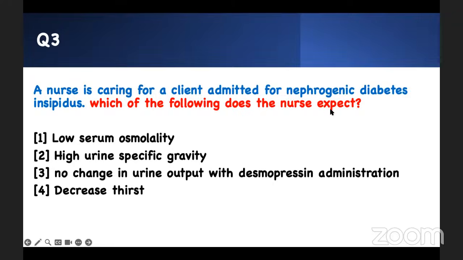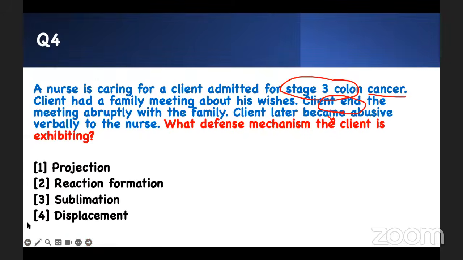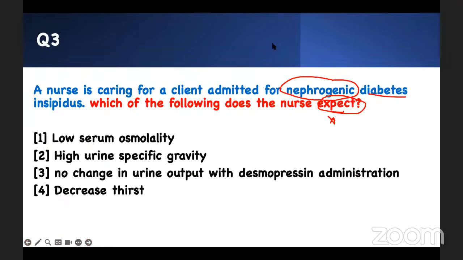Which of the following does the nurse expect? One buzzword here. The nurse is caring for a client admitted for nephrogenic diabetes insipidus. What do you think? Which of the following should the nurse expect? Low serum osmolarity, high urine specific gravity, no change in urine output with desmopressin administration, and decreased thirst.